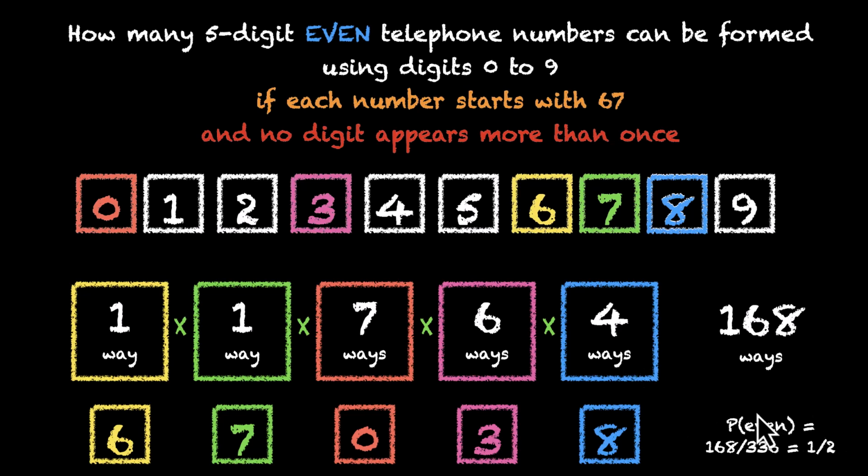And another way to look at this is, once we have filled 6 and 7, 6 is even, 7 is odd, we're left with 8 digits. Half of them are even, half of them are odd. So once we start picking things for this last digit, we have half of these options as even and the remaining half is odd.